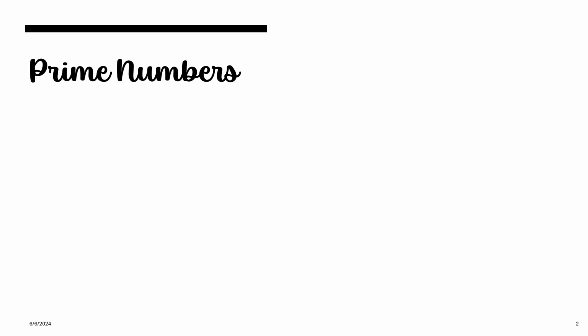A prime number is a natural number greater than 1 that has no positive divisors other than 1 and itself. In simpler terms, a prime number can only be divided by 1 and itself without leaving a remainder. 2, 3, 5, 7, and so on are prime numbers.